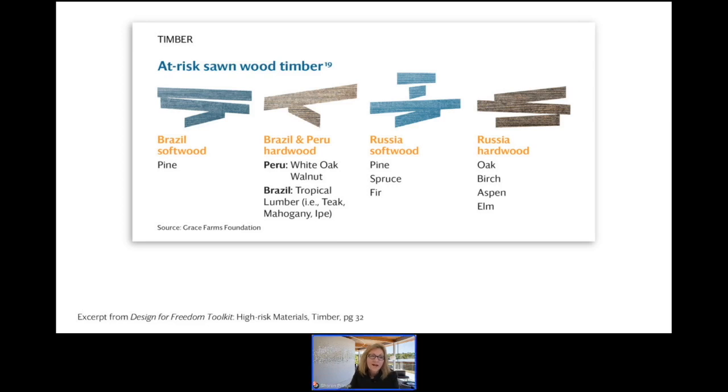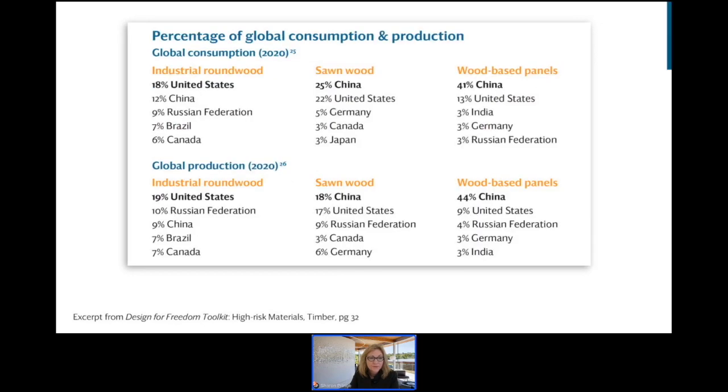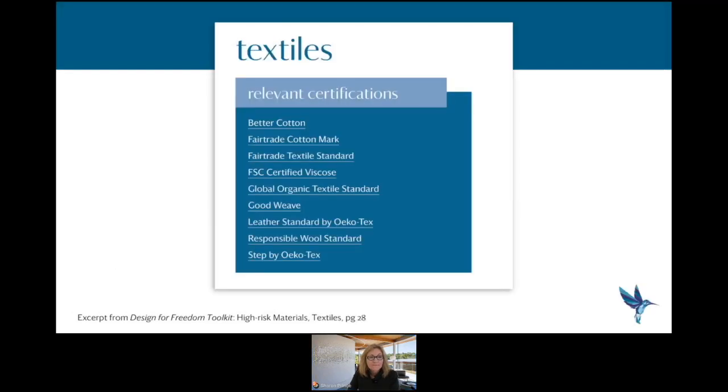We also identify at-risk timber, sawn wood, let's say. So you can see in this case it is Brazil, Peru, and Russia, which is obviously a big issue right now in terms of sourcing anything from Russia. The percentage of global consumption and production also provides a way to triangulate where there are hotspots.